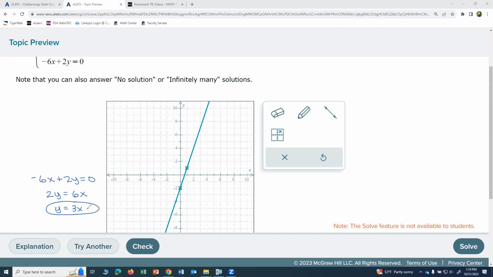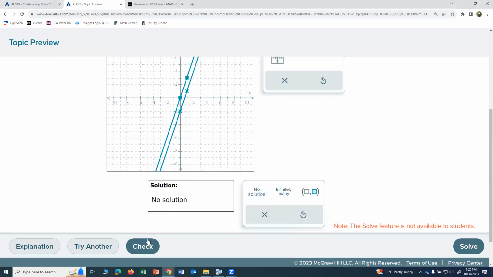And when there's nothing added on there, that tells us that the y-intercept is 0. So I'm going to have a y-intercept of 0, 0. The slope is 3, so I'm going to go up 3, 1, 2, 3, over 1. There's my second point, and let's connect that. These lines are parallel, which tells me that they will never cross. So that would be an example of no solution. So I'm going to come down here and select no solution.